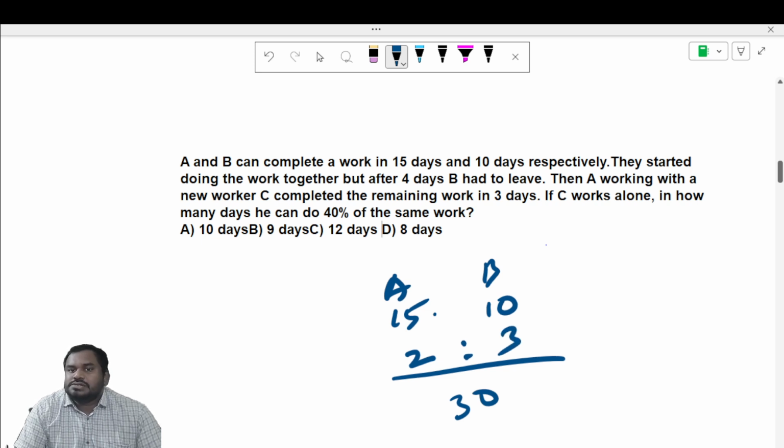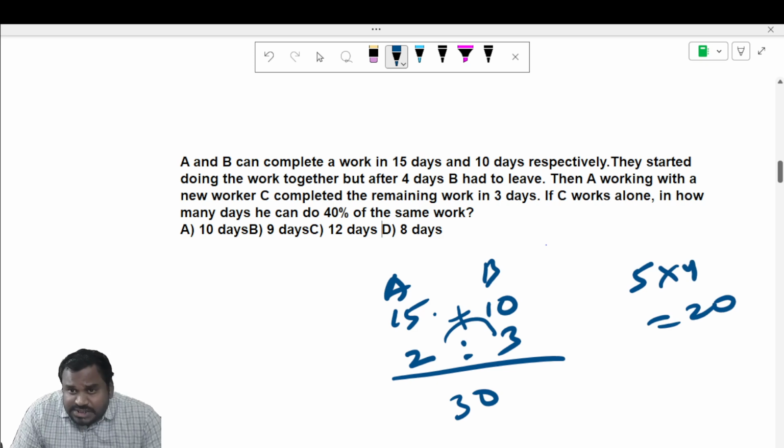So now they started working together. Okay, it means 5 parts of work per day. Work together means 2 plus 3, which is 5. 5 into 4 days they work, so 20 parts of work is finished.